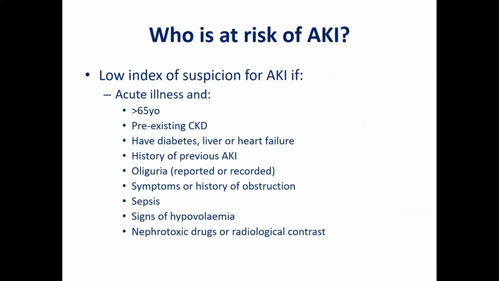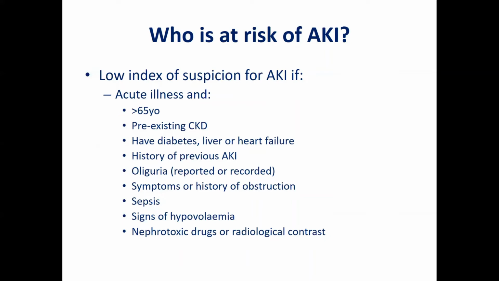So, who's at risk of AKI? There should be no real surprises in this list. You should have a low index of suspicion for an acute kidney injury if a patient has an acute illness of whatever cause and they're over 65. They've already got renal impairment. They've got some other organ dysfunction. They've had AKI in the past, which is usually because there's a contributory factor that's still there.